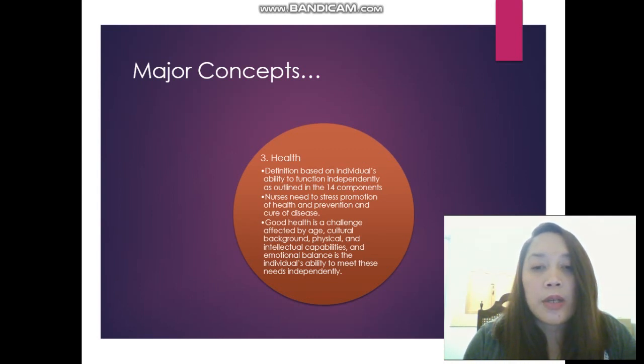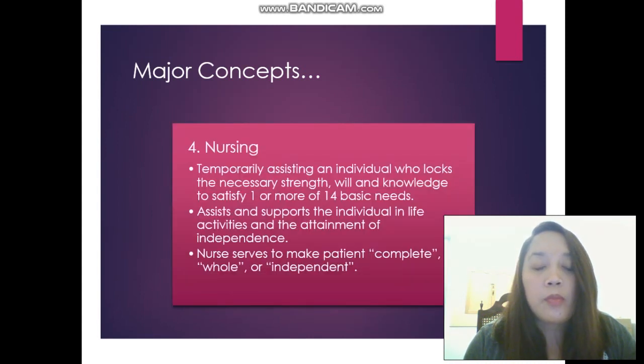Nurses need to stress promotion of health and prevention and cure of disease. Good health is a challenge affected by age, cultural background, physical and intellectual capabilities, and emotional balance. Health is the individual's ability to meet these needs independently. Fourth is nursing. Temporarily assisting an individual who lacks the necessary strength, will, and knowledge to satisfy one or more of the 14 basic needs.